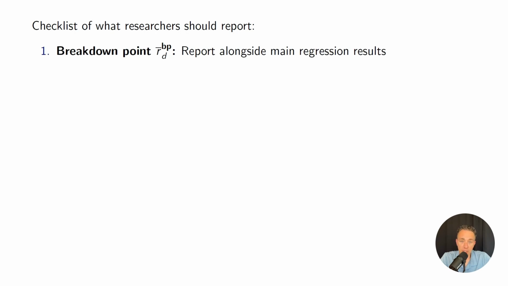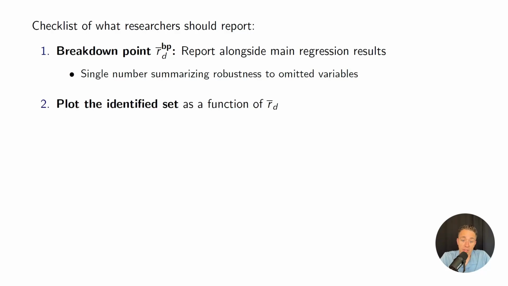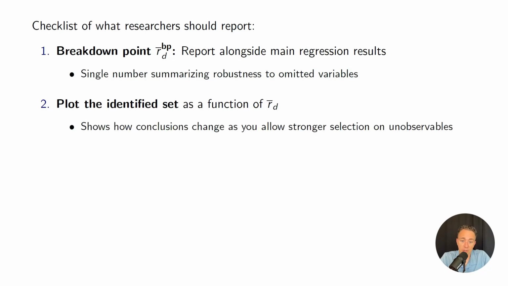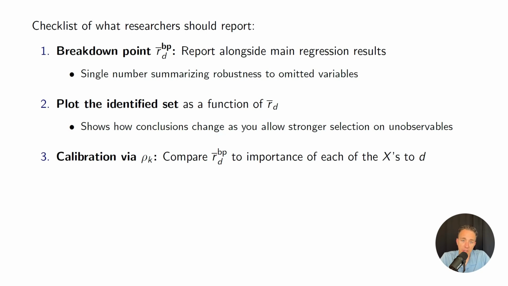And typically, this is going to be a number between 0 and 100%, and it summarizes the robustness to the omitted variables. We also want to typically plot the identified set as a function of r bar d, like we talked about earlier. And this is going to easily communicate how my conclusions change as I allow for stronger selection on unobservables. And then another thing that they recommend doing is to calibrate your breakdown point against how sensitive the d is to each of the x's.